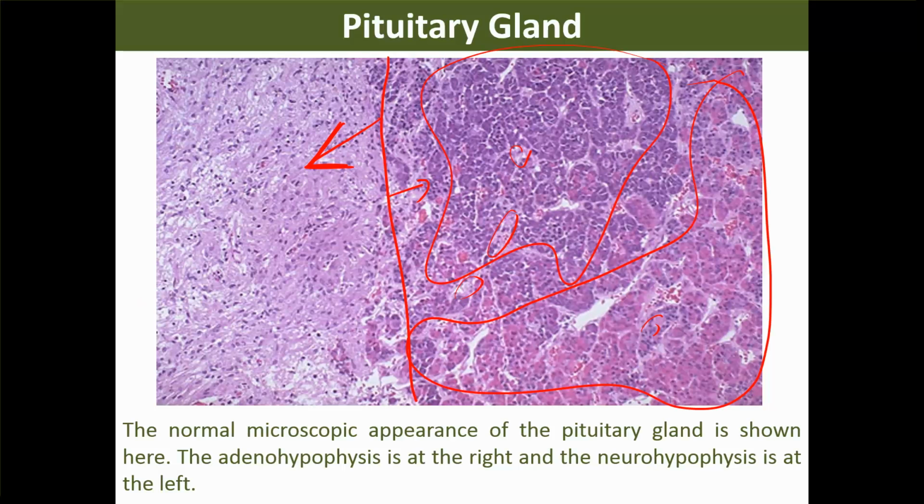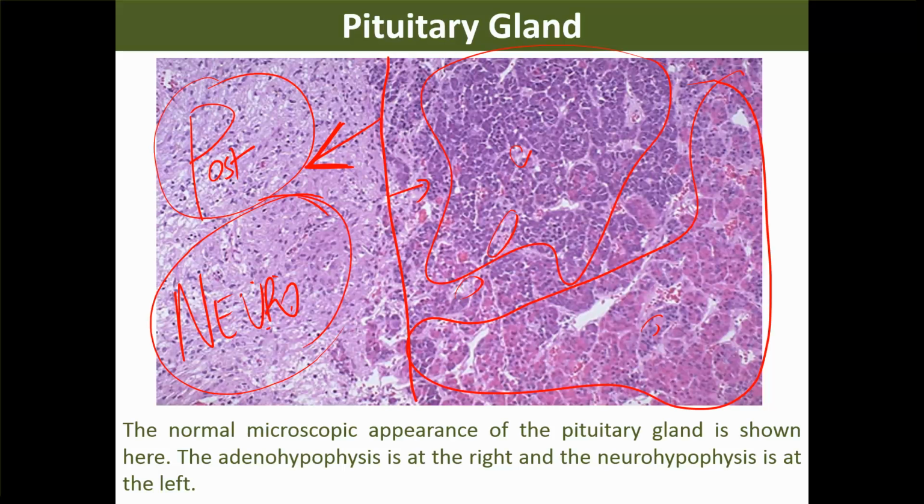is totally different. This is the area which is full of dark blue color cells, right? You see small dark blue color cells. These are all glial cells. This is posterior pituitary, otherwise called as neurohypophysis.